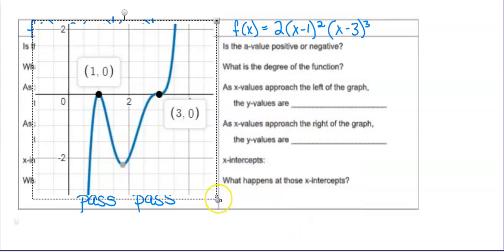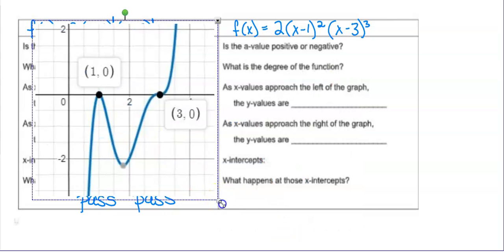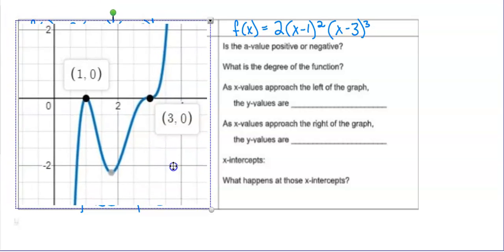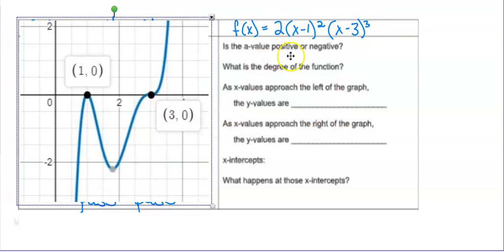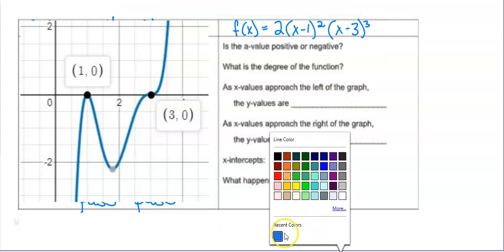Okay, so now I've brought up the graph of this function that we have on the right. So this one right here. This time we have the x-intercept of 1 with a 2 exponent, and the 3 has a 3 exponent. So let's look at the differences in this one and the one we just did.